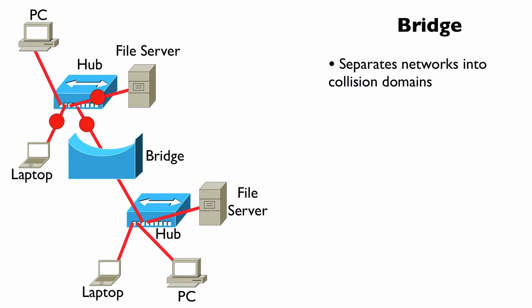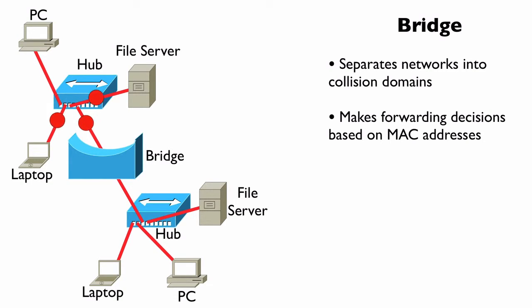And unlike a MAU, unlike a hub, a bridge does intelligently make forwarding decisions. As it sees frames flowing through the network, it's going to learn the MAC address, the media access control address, the 48-bit address that's burned into these network devices. It's going to know that the laptop with this 48-bit MAC address resides off of port number 1. And this file server with this other MAC address resides off of port number 2.